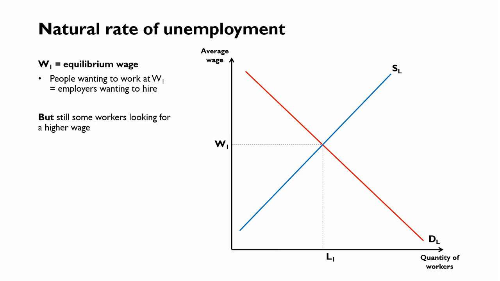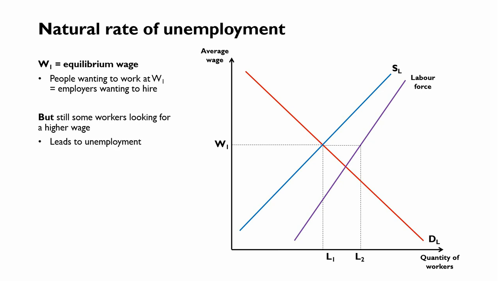But there's still some workers who are in this market who are looking for a higher wage. And that's represented by the purple line, the labour force. At W1, there's a group of workers who aren't applying for jobs because they would like a higher wage. And that means we've still got some unemployment in the market, even when the market's in equilibrium. And that is equilibrium unemployment, and we call it our natural rate of unemployment. It's the level of unemployment that exists when the market's in equilibrium. It's also known as full employment.